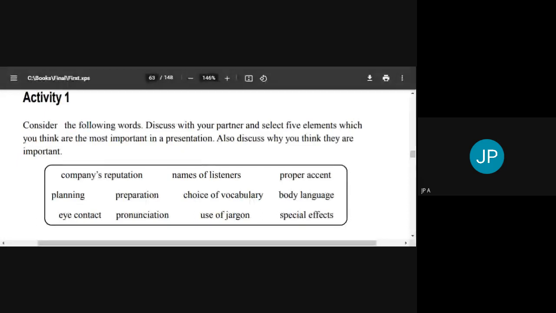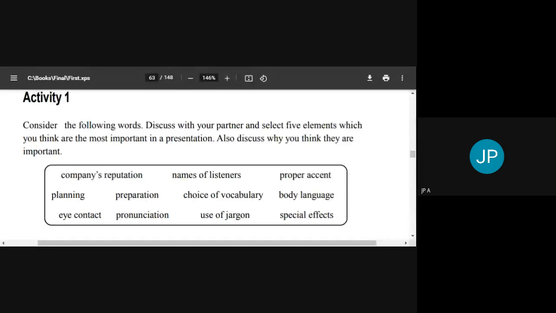Exactly. So name of listener is not important. It is not important. Or it is also not possible to know the names of the listeners. Suppose there are 100 people who are listening to your talk. It is not possible to know the names of all these people. It is not necessary also. See, even in this class, I know everybody, but it is not important for me to know the names of each and every person who is sitting in this class. So the names of listeners is not important for making a good presentation.